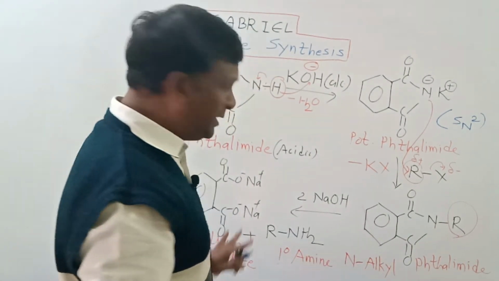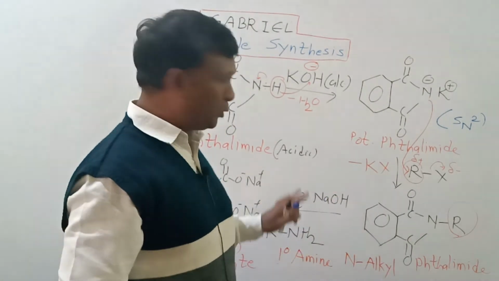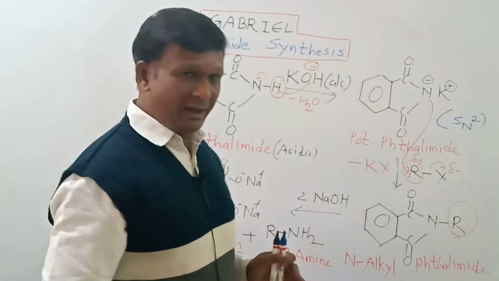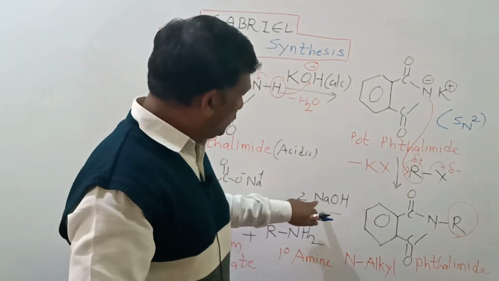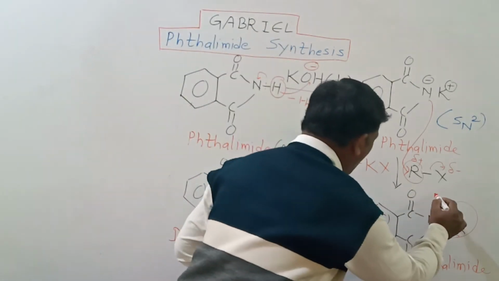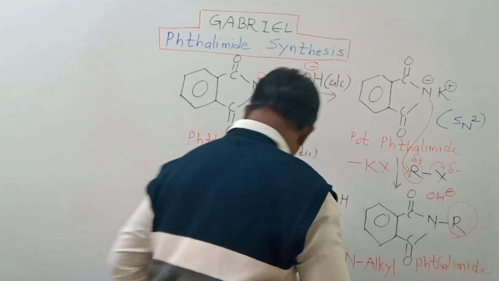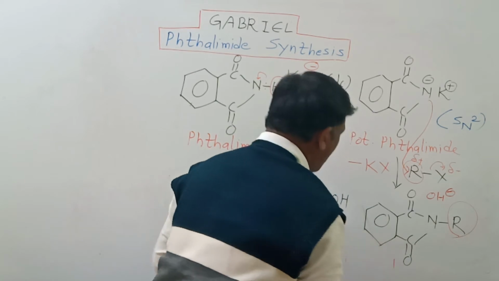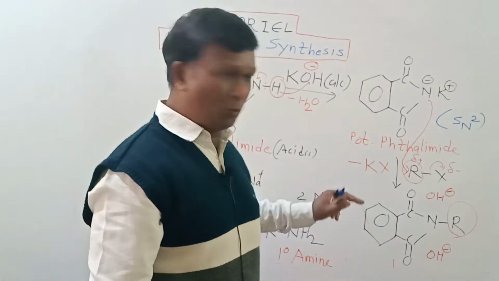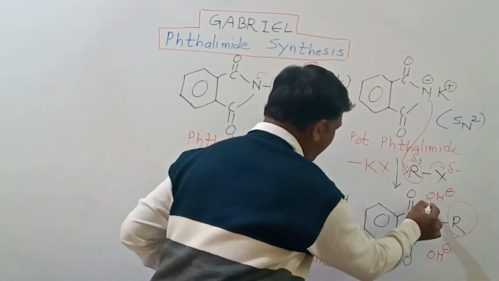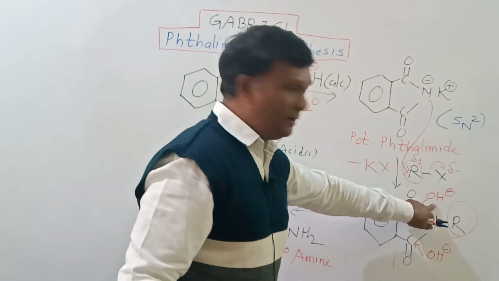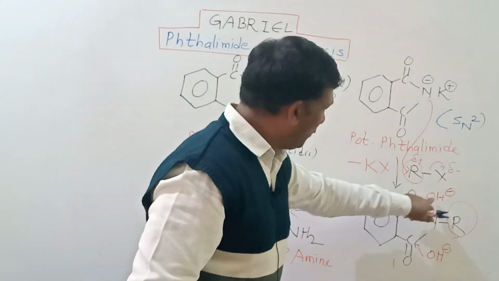This N-alkyl phthalimide, on reaction with 2 moles of sodium hydroxide, gives the disodium phthalate and primary amine. Now look how this conversion takes place. The 2 sodium hydroxide molecules give 2 hydroxide ions. So we have 2 hydroxide ions, 1 hydroxide ion over here, and we will write another hydroxide ion over here. As we know, hydroxide ions are nucleophiles, so this hydroxide ion will attack this electrophilic center here, this way. The hydroxide ion with a pair of electrons tends to make a bond with the carbon.